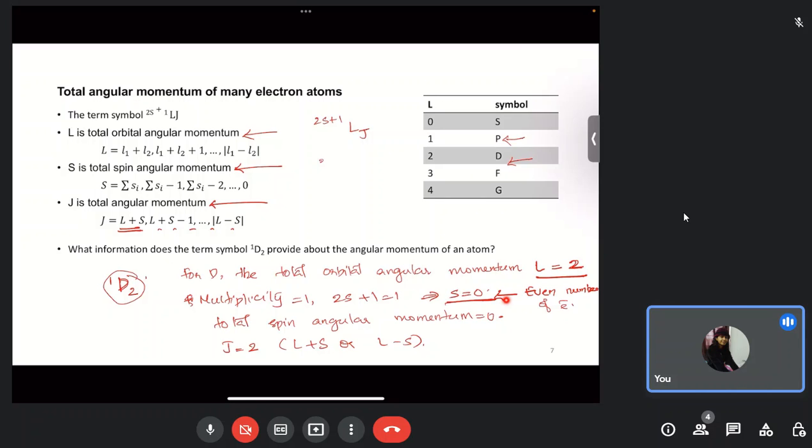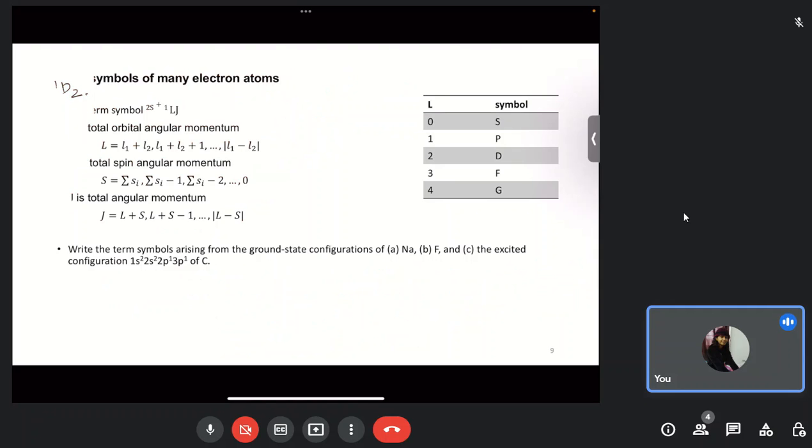So these are the pieces of information that we can deduce from a term symbol given for a particular atom. Now I will be explaining how we can arrive at a term symbol given an electronic configuration. The first problem is to find the term symbol arising from the ground state configuration of the sodium atom. So for sodium ground state, it is going to be neon.